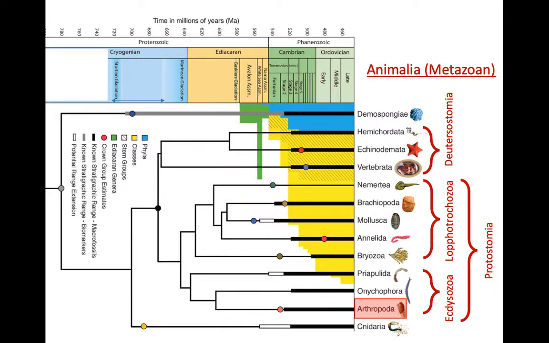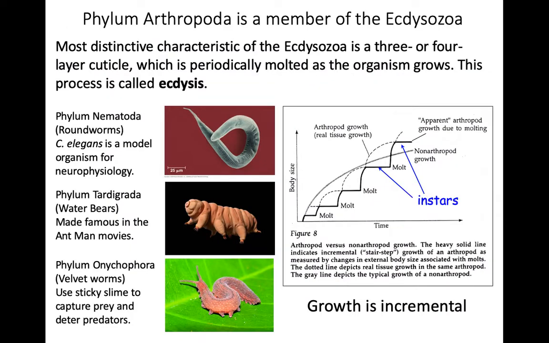So here is a phylogeny of the major animal groups. You've seen this phylogeny before in Billy's lecture on the Cambrian explosion. Here's arthropods down here in red, and they belong to a group called the Ecdysozoa. The reason why this group is called the Ecdysozoa is because they undergo a process called ecdysis. And ecdysis is the periodic molting of an organism's exoskeleton as it continues to grow.